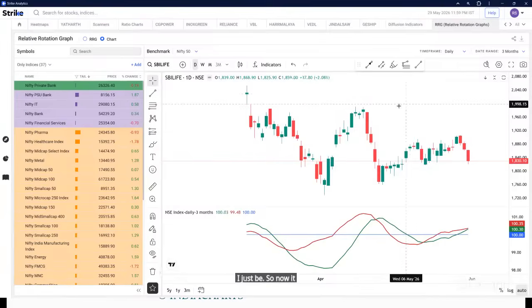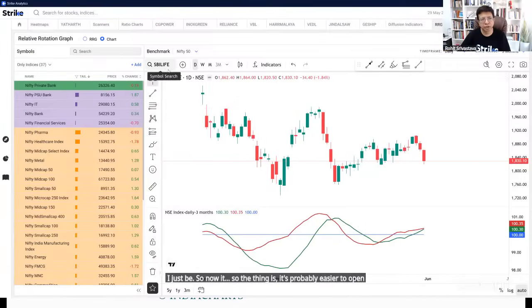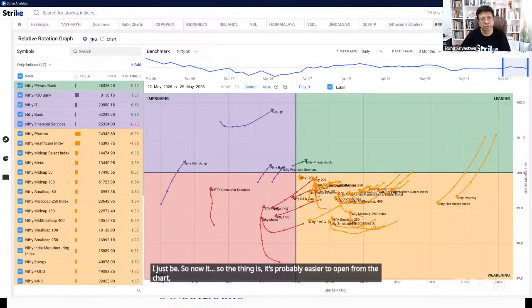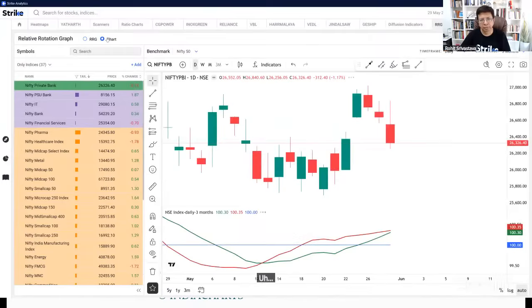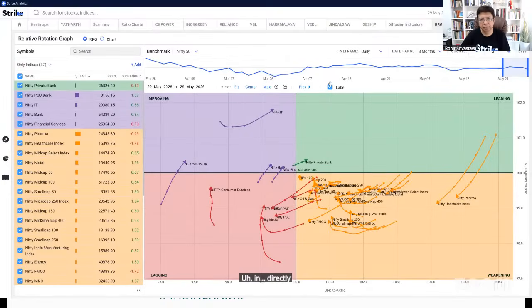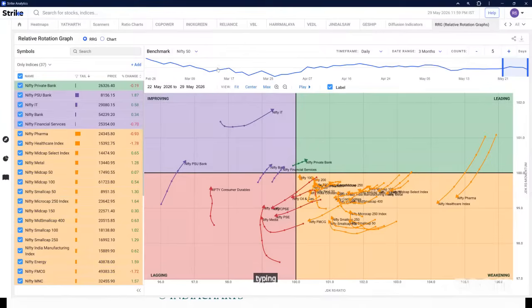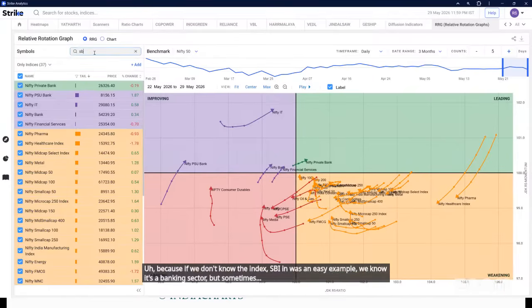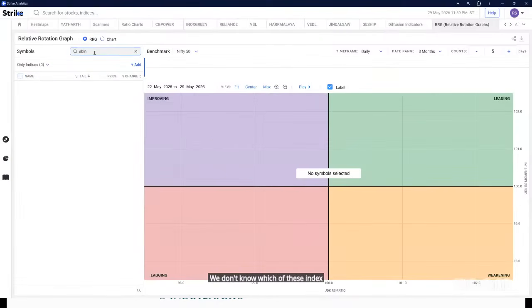So the thing is, it's probably easier to open from the chart. Directly in this, we don't have the option. Yeah, that's what I was trying to highlight here. If we don't know the index, SBIN was an easy example. We know it's a banking sector, but sometimes we don't know which index the stock belongs to. That is the time I get stuck.